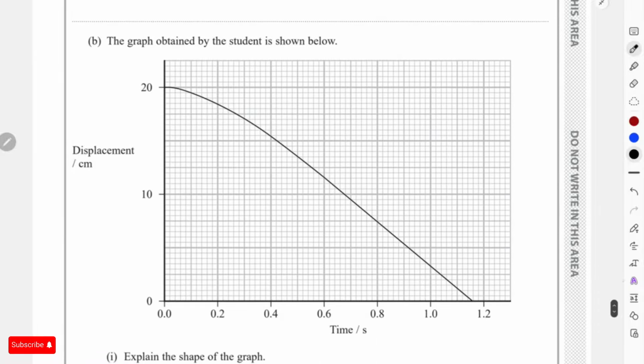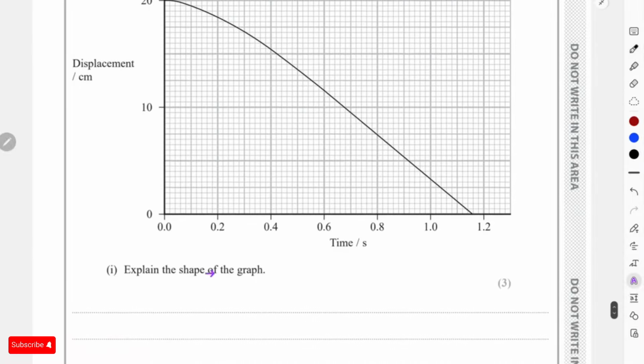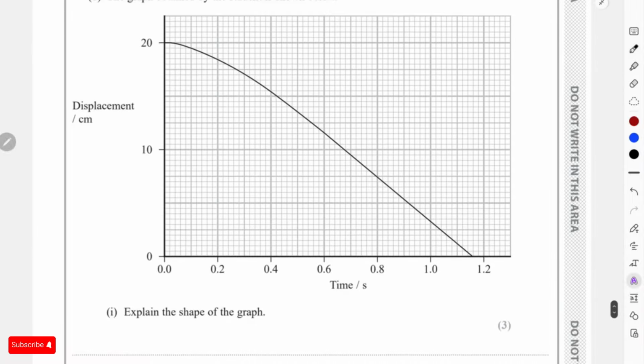So then again, we'll move on to question B. It says the graph obtained by the student is shown below. We need to explain the shape of the graph. If I draw a tangent over here, you can clearly see that for the first 0.04 seconds, your object doesn't have any velocity because the gradient is entirely zero. This is a displacement time graph. Gradient gives you information about its velocity. So during the first 0.04 seconds, the object does not have any velocity.